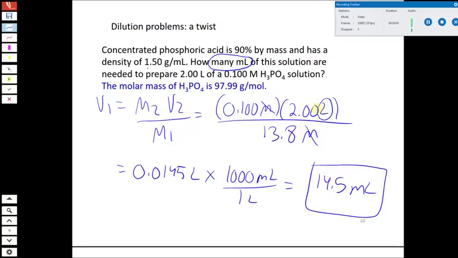Alternatively, we could have taken this volume, our V2, and converted it to milliliters and put this in as 2,000 milliliters, and that would have given us milliliters directly. So there's a couple ways of getting that, but we do need to make sure that we get to milliliters. And so writing out units will always be important, and I will encourage you over and over and over again to do that. All right, questions on that?